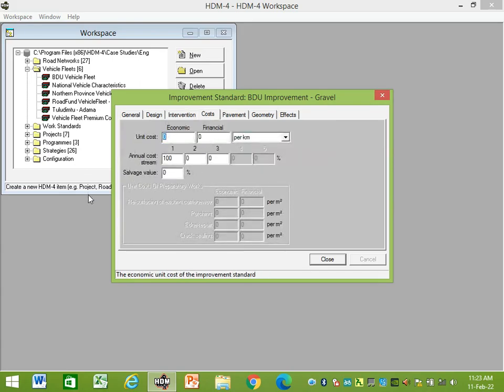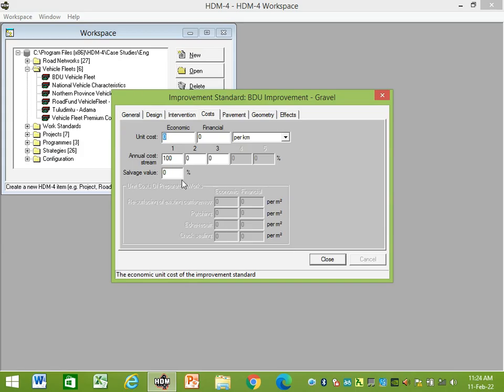Cost. Now comes the cost. How much will be the cost of upgrading a road? How many million to upgrade the road? Economic, no problem. Once you get the financial, you multiply it by 0.83. The financial, how much will it be? 10 million per kilometer, 15 million per kilometer, 20 million per kilometer. You get this from ERA or from contractors.